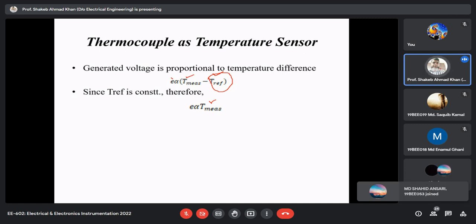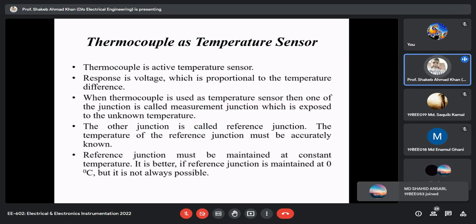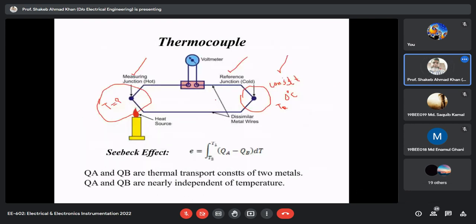Whatever I spoke about the thermocouple and the thermocouple as a temperature sensor, if anybody has any query, or wherever you may have studied earlier, if you have any query because of your concepts, you can ask, please.